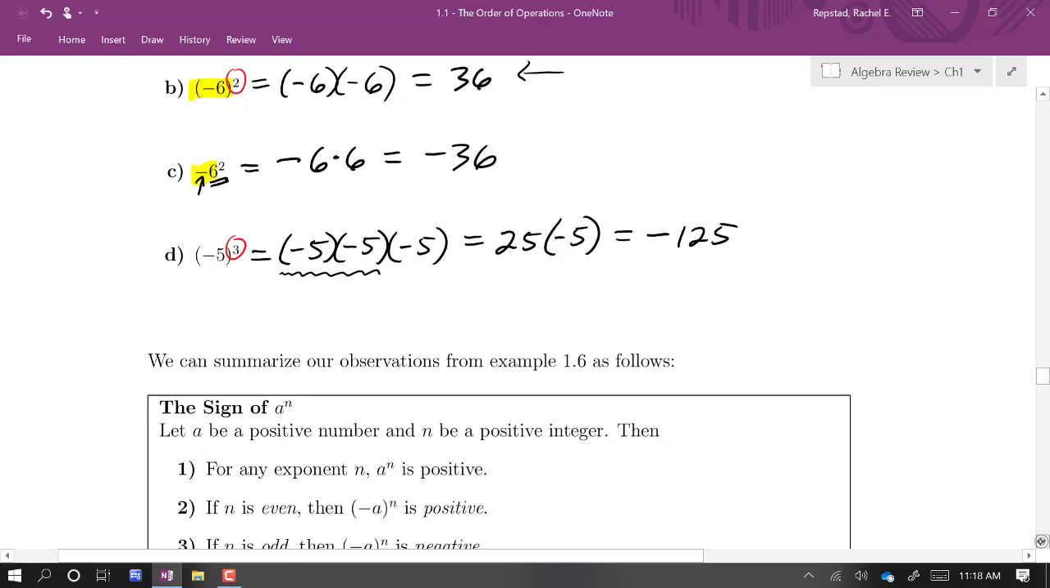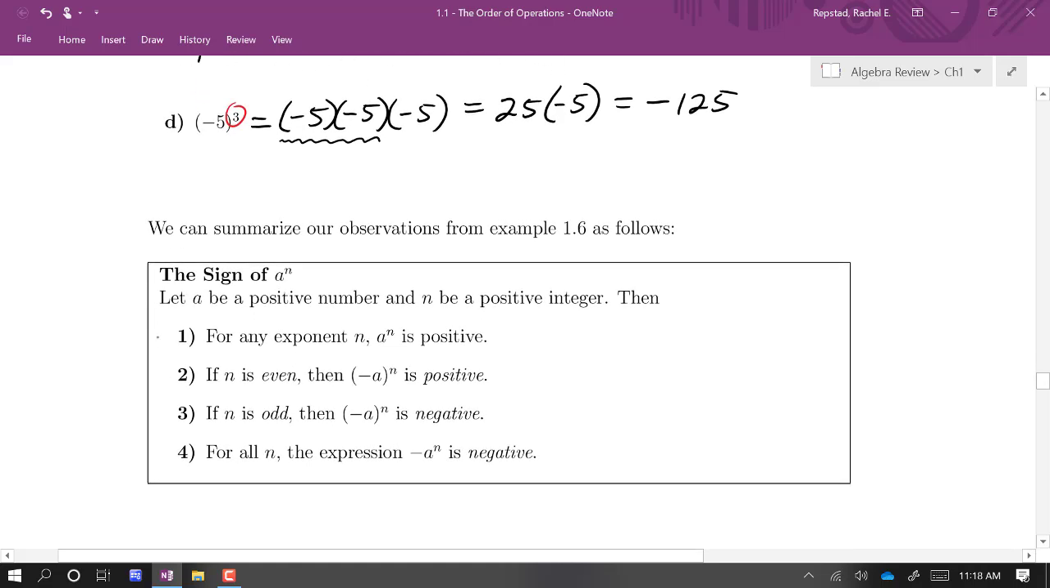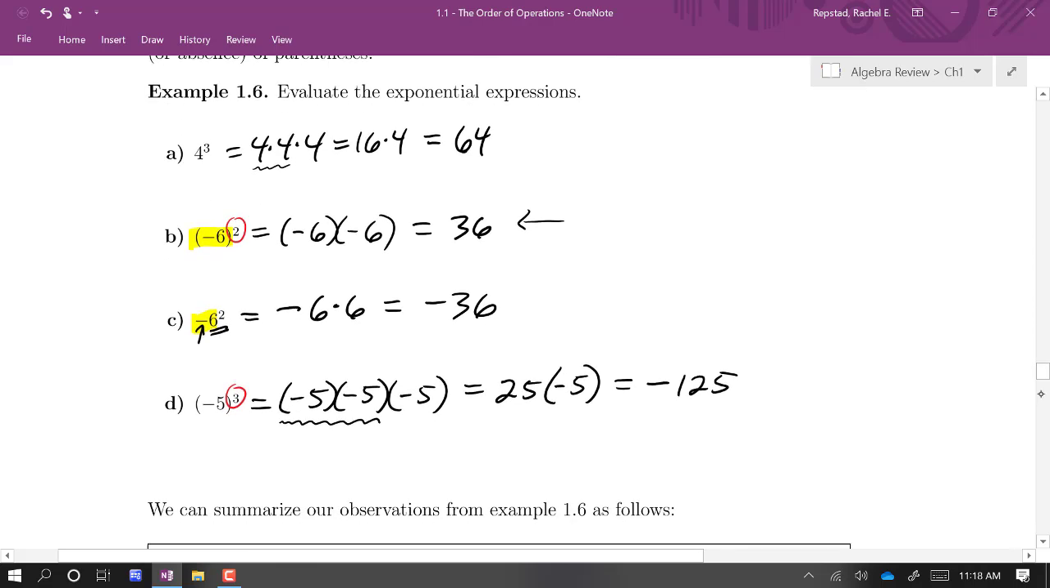And so I'm just going to summarize here our observations. If I have a positive base, and I raise that to a power, then a to the n is positive. If I have a negative base, so I've got a number like negative a, and I'm raising it to the n power, if you have an even power, it's going to be positive, and if you have an odd power, it's going to be negative. And then last, if there are no parentheses, then you're just taking the negative of a to the n. That's going to give you a negative. And we've observed all of these in this example.